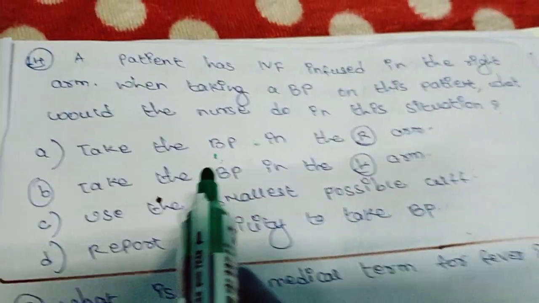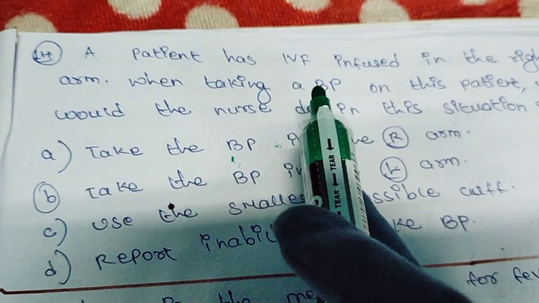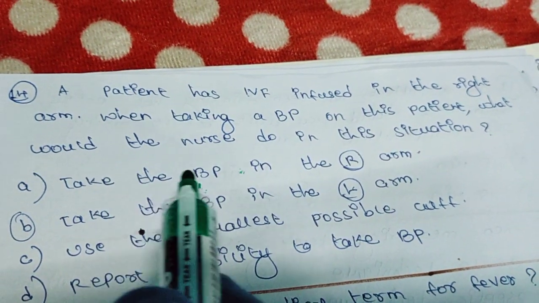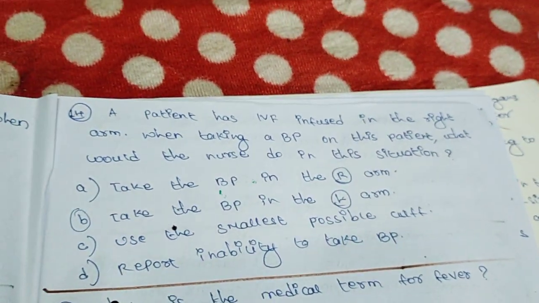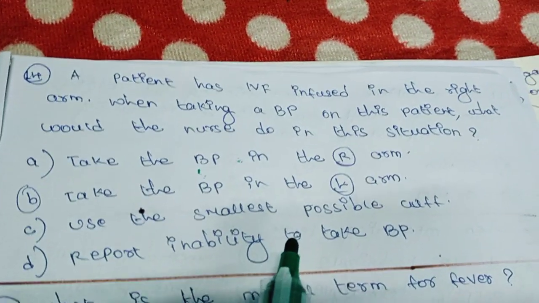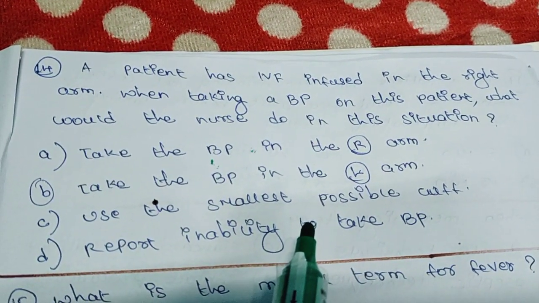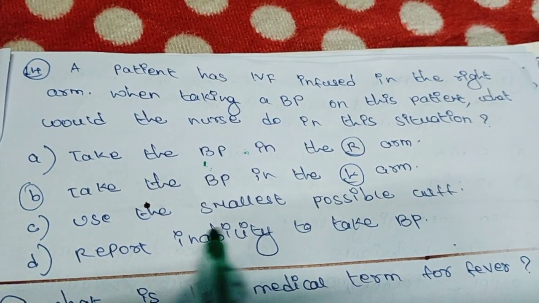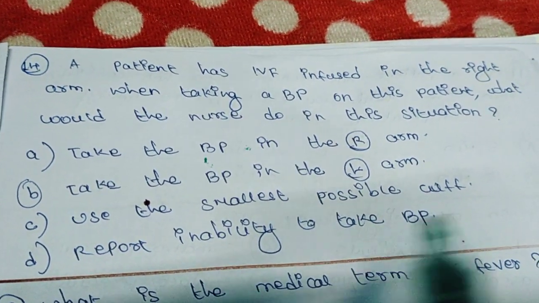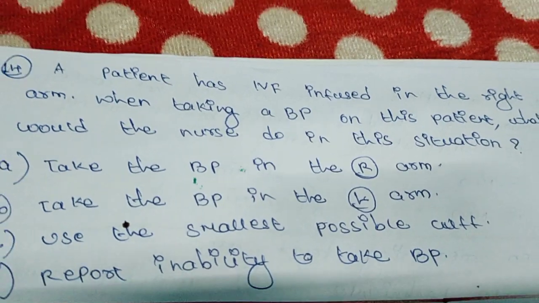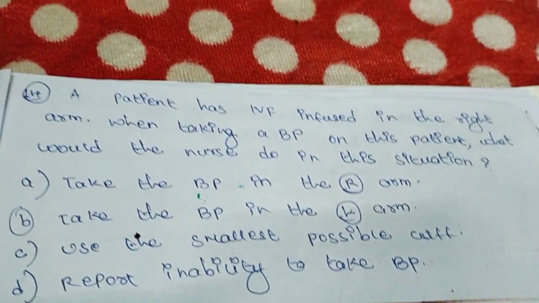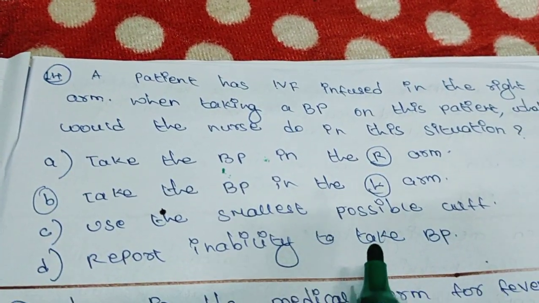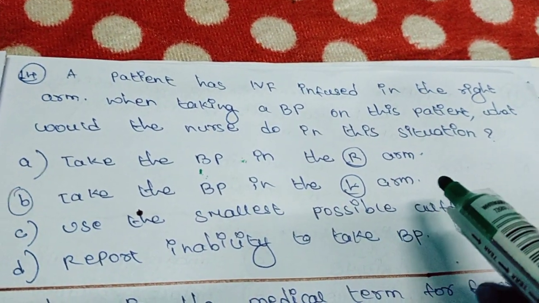Okay, the next question. A patient has intravenous fluid infused in the right arm. When taking a BP, what would the nurse do in this situation? If the patient is having IV fluids going in one hand, will you check the BP on the same hand or on the other hand? What will be your action? Take the BP in the right arm, take the BP in the left arm, use the smallest possible cuff, or report inability to take the BP? No, we cannot report inability to take the BP, we have to check it. It's important to monitor it, especially when the patient is on IV fluids, so that we can taper or increase as per the requirement. The right answer is take the BP in the left arm.